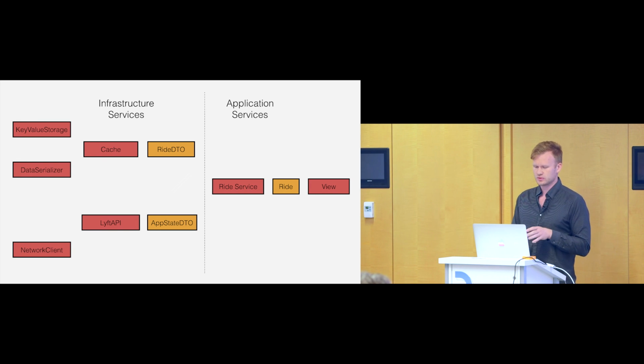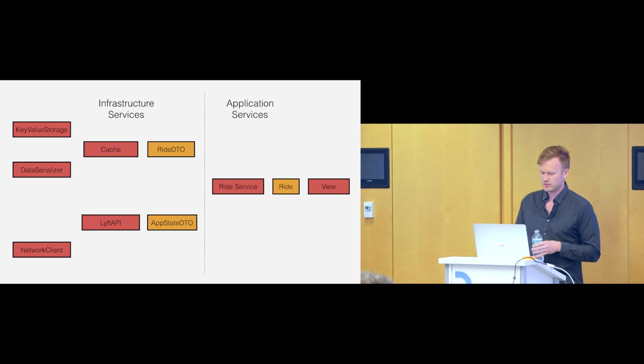Now our view talks to our application services only through our domain language defined by our domain objects. And then the application service orchestrates dependencies that are a variety of infrastructure services, which could also have a more detailed structure, like a cache that, in fact, works with the abstraction of a data serializer and key value storage.